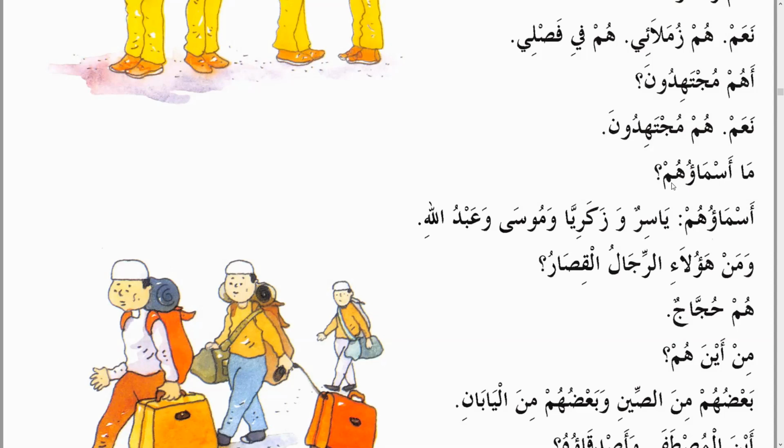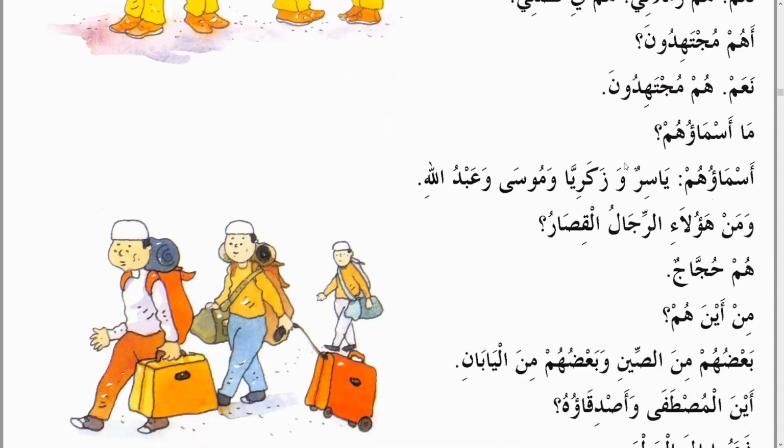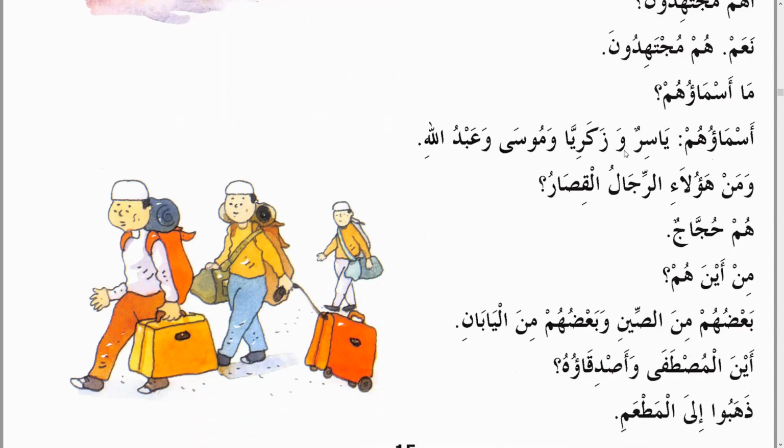Asma'uhum. Ma asma'uhum? What are their names? What are these guys' names? Asma'uhum. Their names are ismun, the plural is asma', and this is a joint attached pronoun, right? We are joining this to the word. Yasirun wa Zakariya wa Musa wa Abdullah. Notice Yasirun takes tanween. Zakariya doesn't take tanween, like America, Surya. Musa is also the same way. And Abdullah is mudaf and mudaf ilayhi, slave of Allah subhanahu wa ta'ala.